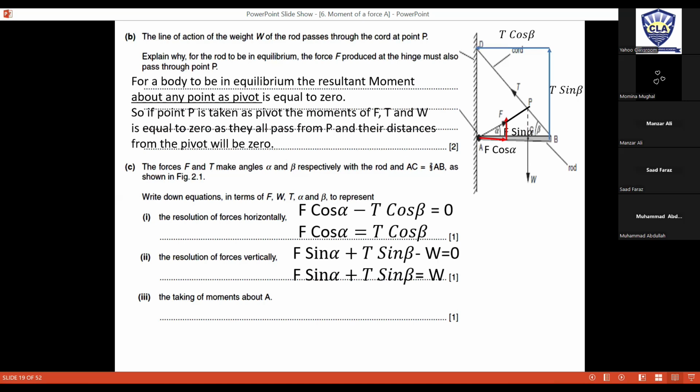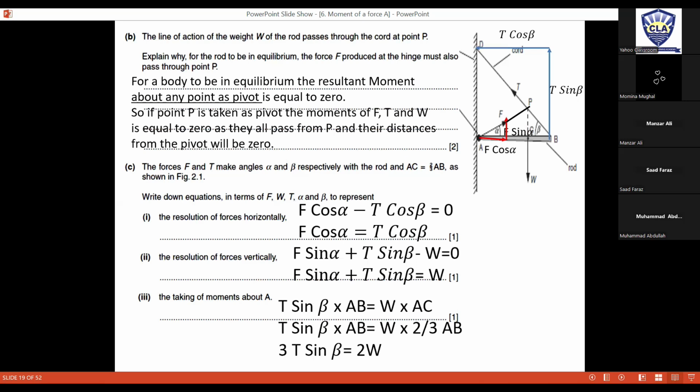Now we have to take the moments. W will have a clockwise moment and T sine beta will have an anti-clockwise moment. They should be equal. So, T sine beta into AB should be equal to W into AC. Again, AC is given to us as 2 by 3 AB, so we can replace it here. AB and AB cancel out and we get the equation 3T sine beta is equal to W.